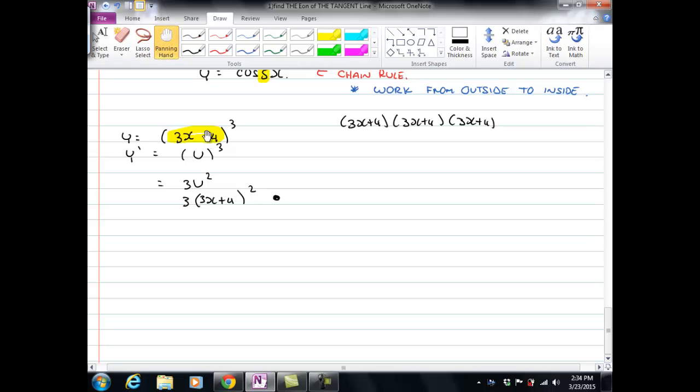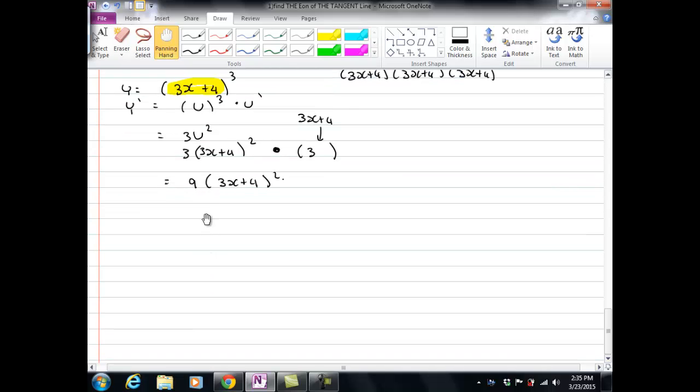Now we work with the inside. You take the derivative of the inside, because the derivative of 3x plus 4 simply becomes 3. The dot means times. So my answer is 9 times (3x plus 4) all squared. I started with the outside 3, then did the derivative of that, then worked with the derivative of the bracket. So you want to think of this as times u prime.